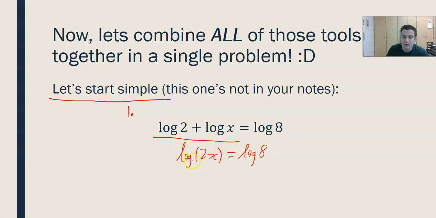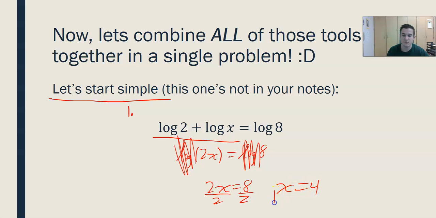And since, again, when there's not a base here, I'm assuming this is a base of 10, since both of these logarithms have the same base, I can basically drop the logarithm off and write 2x equals 8. And when I do that, I divide by 2 on both sides, and I get x equals 4. So log of 2 plus log of 4 is equal to log of 8. So that's a simple example where I just use my condensing logarithms property, that tool in my tool belt, to help me solve this problem.